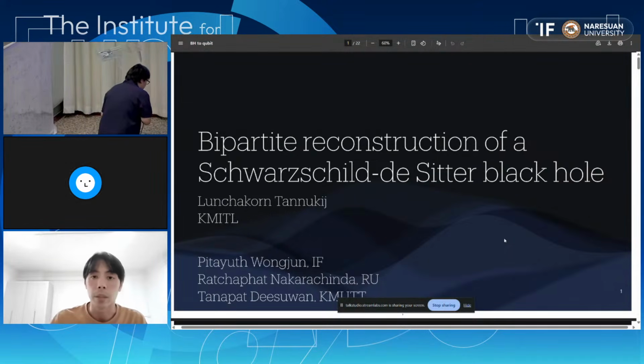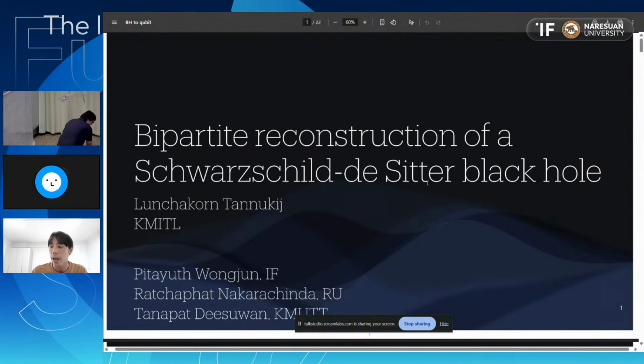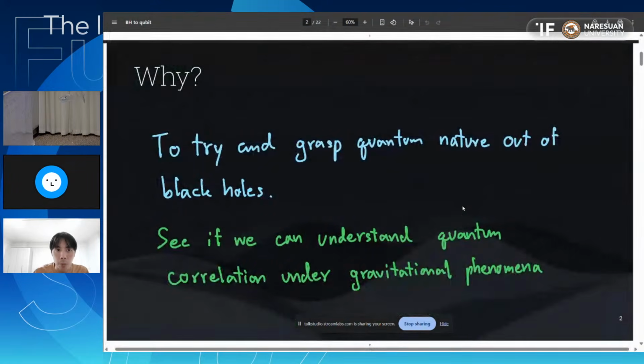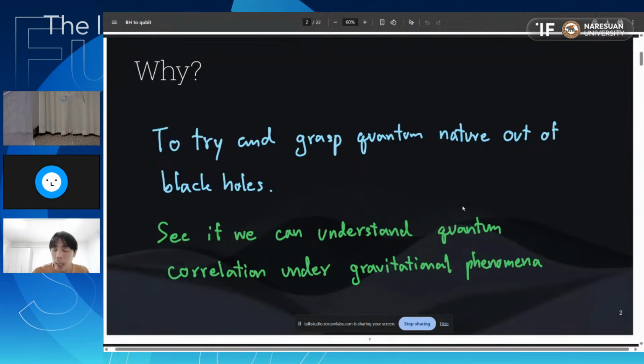Okay. So I'm sorry I have to talk online like this because I am a bit sick and I'm afraid I should stay away from you guys. And this is my topic, a bipartite reconstruction of a Schwarzschild black hole. Because I can't use my iPad, I'm sorry that my slides will be like this. Actually, there should be a very fancy animation, but now I had to save it as a PDF, so no animation whatsoever.